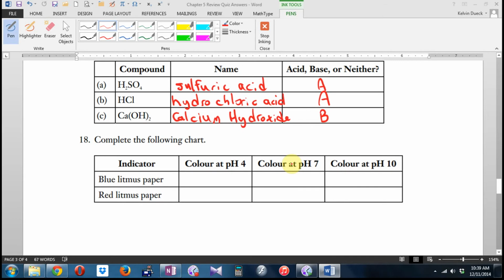Complete the following chart. Okay, litmus. In pH 4, blue turns red, red stays red. Litmus in pH 10, blue stays blue, red turns blue. What about right in the middle? Do you remember we did the lab, and we may have noticed this actually. When you're at a pH of 7, what's halfway between red and blue? Turns out it's kind of purpley. And I can show you a good picture of that.